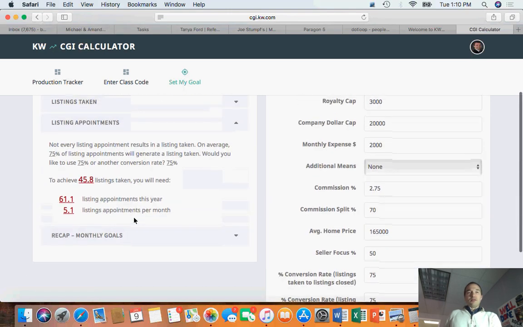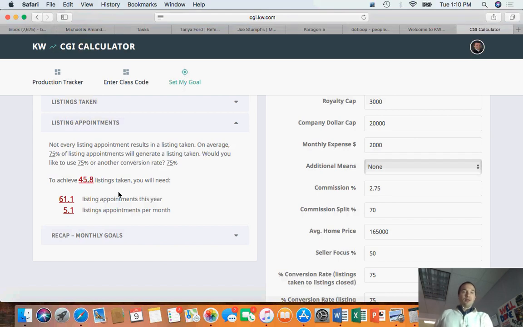And listing appointments, you would need about 61 listing appointments for the year. That's about 5.1 listing appointments per month. Now, of course, these numbers are going to vary depending on what your conversion ratio is, but this gives you a good idea of what to shoot for.